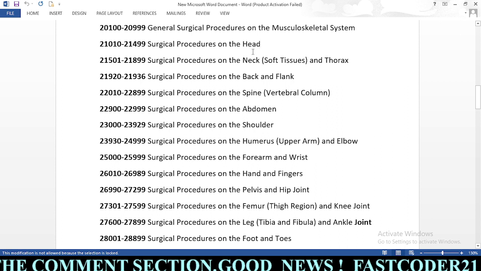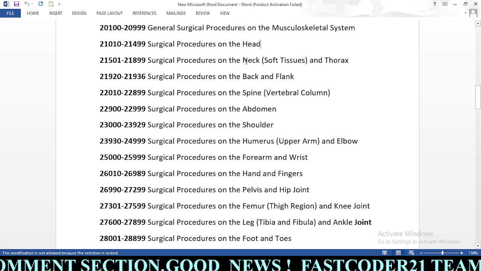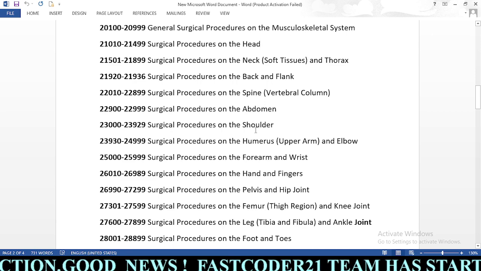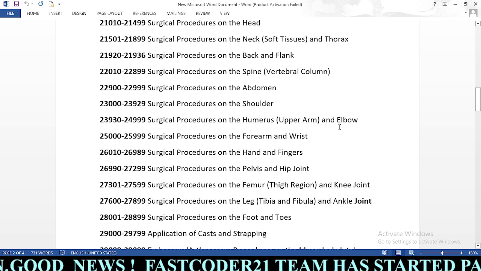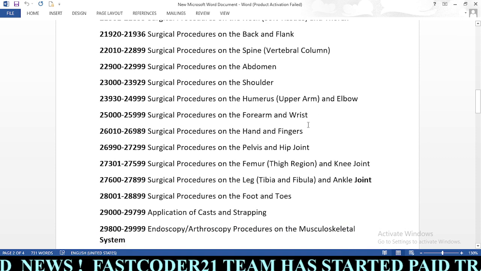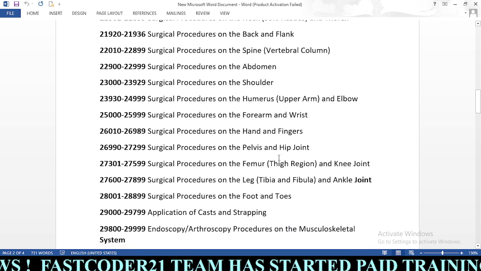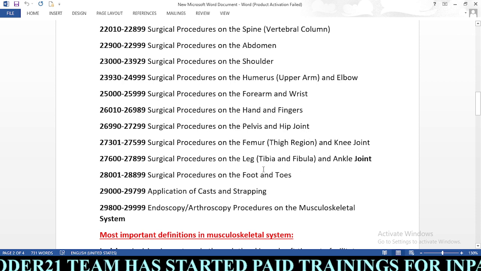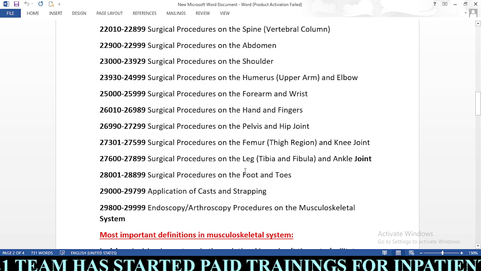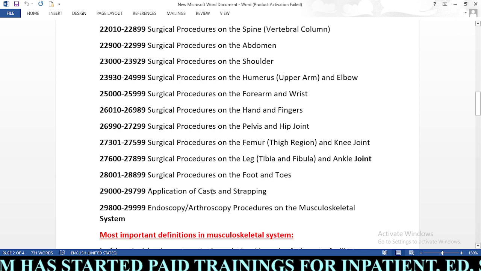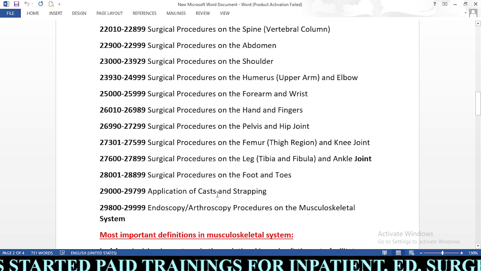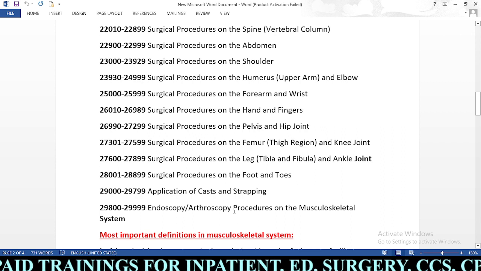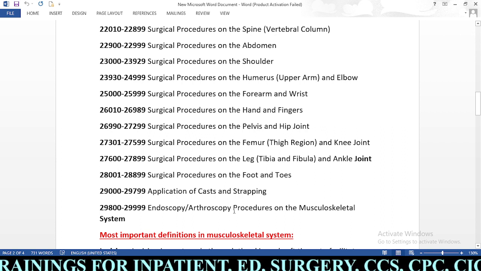In the musculoskeletal system, head comes first, then neck, then back and flank, and spine, afterwards abdomen, next shoulder, next humerus and elbow, next forearm and wrist, next hand and fingers, next pelvis and hip joints, next femur and knee joint, next leg and ankle joint, next foot and toes, and next we will use application of cast and strapping, and also we have arthroscopic procedures, which are most important in musculoskeletal system CPT coding.